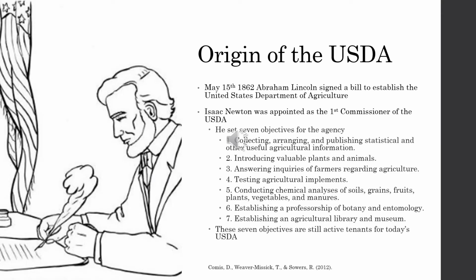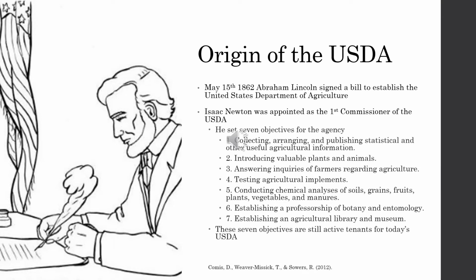Origin of the USDA. On May 15, 1862, Abraham Lincoln signed a bill to establish the United States Department of Agriculture. He would refer to it as the People's Department. Isaac Newton was appointed the first commissioner of the USDA.